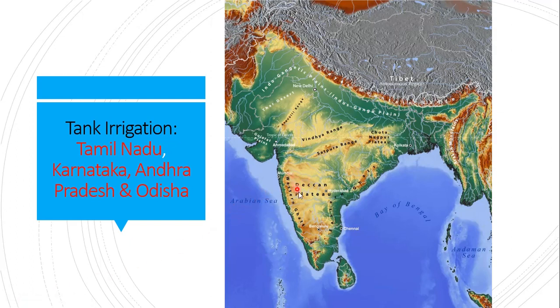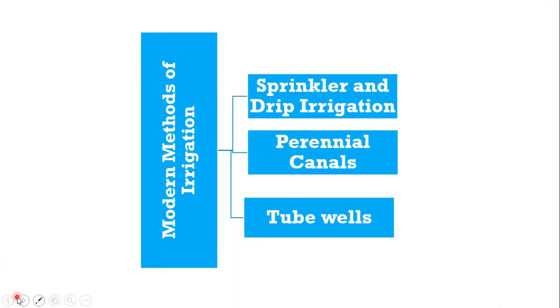Now in India, this is the Deccan Plateau area or Peninsular India. Here we have a lot of natural depressions, and the states which cover it, generally towards the east, are Tamil Nadu, Karnataka, Andhra Pradesh, and Odisha. Here we have a lot of tank irrigation. So under primitive methods, there are three methods: well irrigation, inundation canal, and tank irrigation.